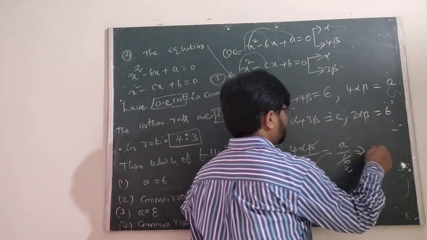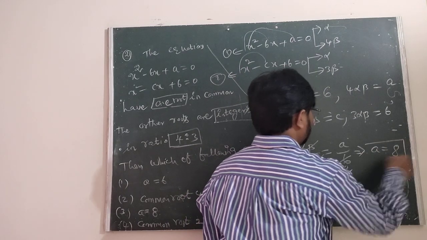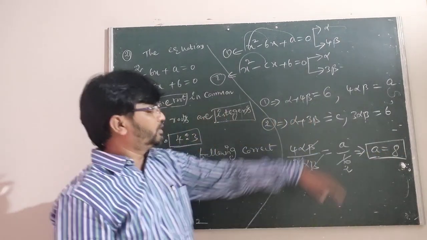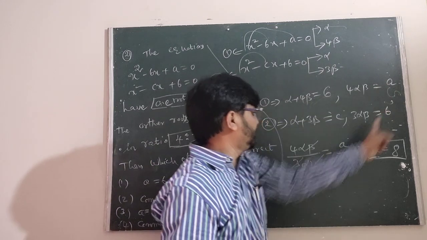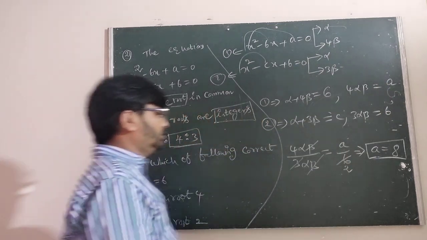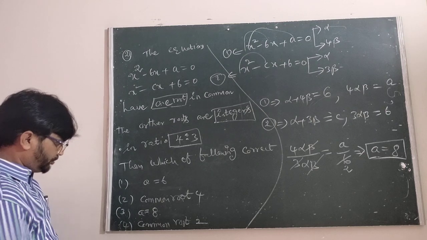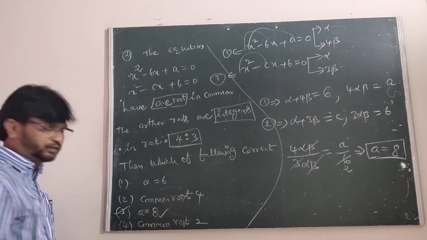Now that implies a equal to 8. After the division of 4 alpha beta by 3 alpha beta, that is a by 6, we got the value of a. We get the value of a equal to 8. That is option 3.